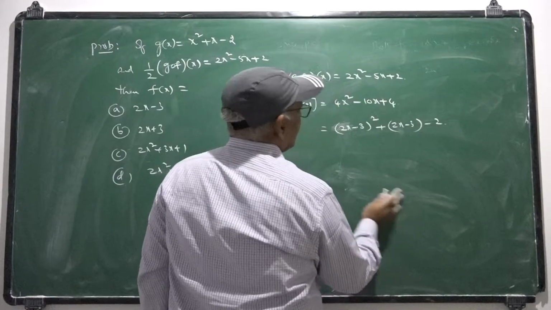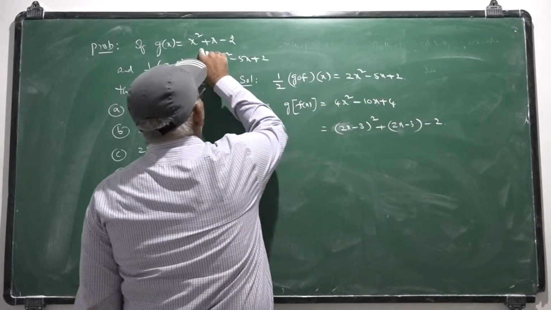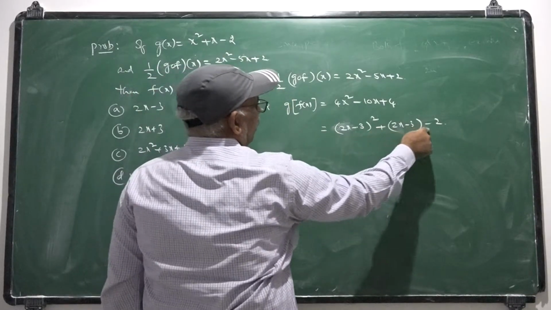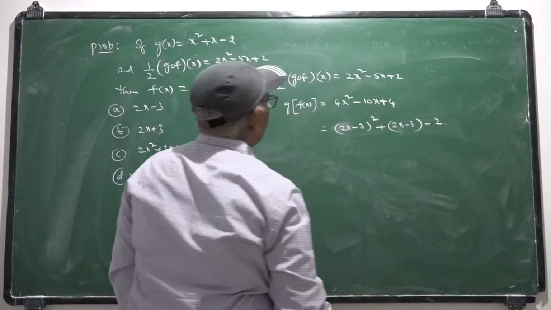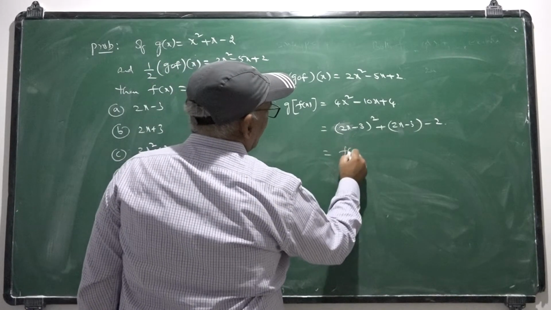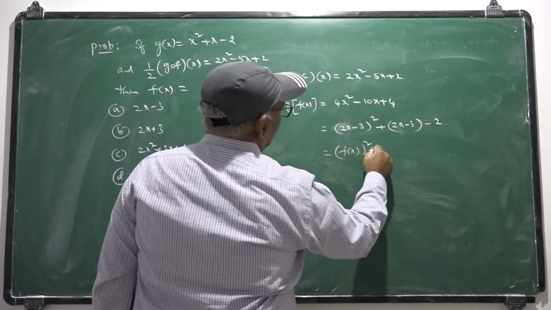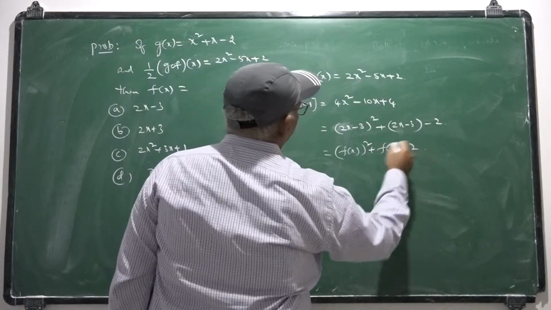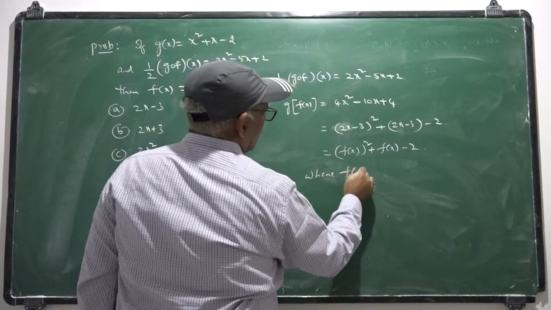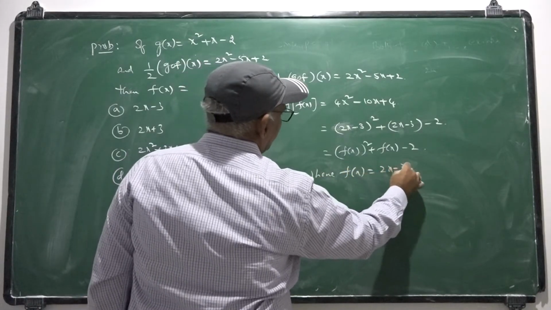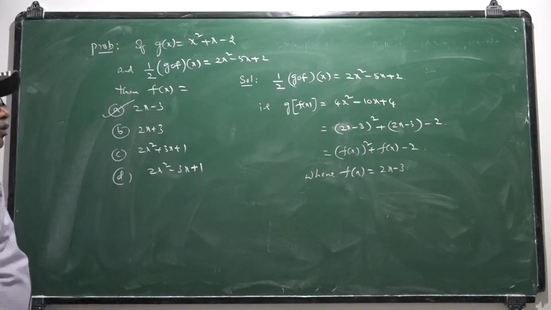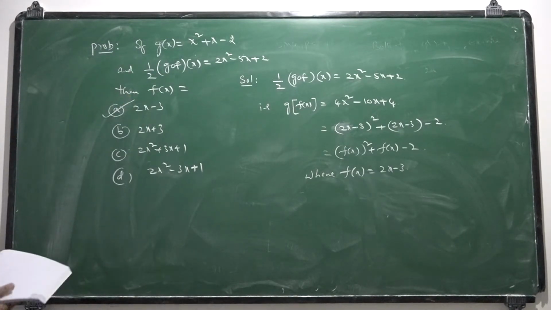So we will arrange like this, in this form, based on the coefficients, we have to arrange this function. So this is f(x) whole square plus f(x) minus 2, g of f of x, where f(x) is 2x minus 3 itself. Hence the required function is 2x minus 3.